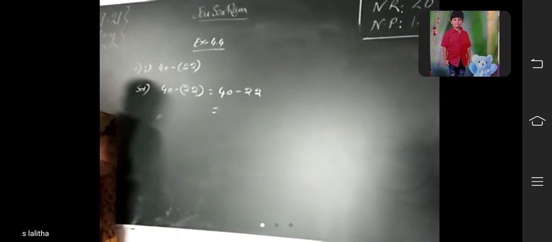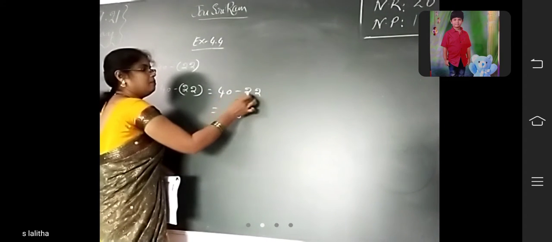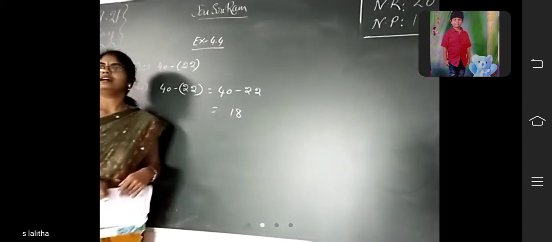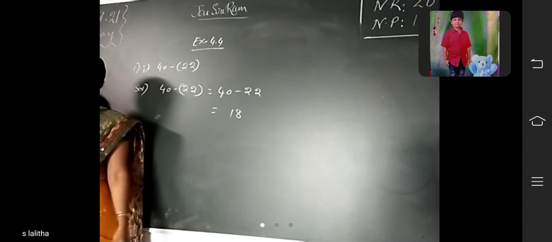How much? 10 minus 2, 8. Here 3 minus 2, 1. 18 is the answer. Did you understand now? It's very easy. You should remove the brackets only, then you should do it. Okay? Come on, Raj.